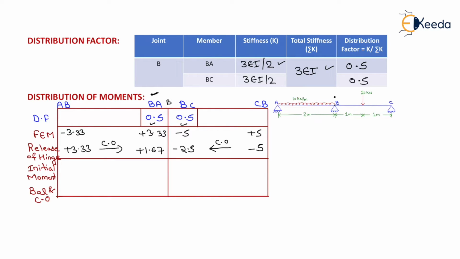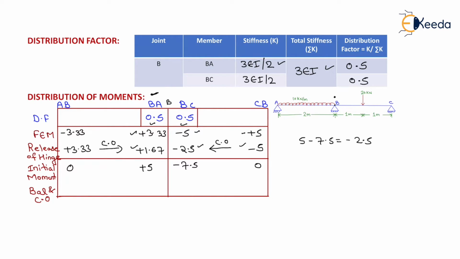Now for finding the initial moment, we need to add the fixed end moment and the release of hinge. So it will be equal to 0. On adding these two values, we will get plus 5. On adding these two values, we will get minus 7.5, and on adding these two values, we will get 0. Now at support B, there will be an unbalanced moment of minus 2.5, because when we add 5 minus 7.5, it will be equal to minus 2.5.